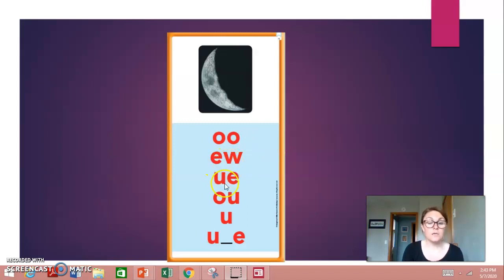E-W says oo. U-E says oo. O-U says oo. U also says oo. And U consonant E would also say oo. So we are going to mostly be focusing on the O-O saying oo. And last week, if you remember, the words that had O-O in the middle said oo like the word book.